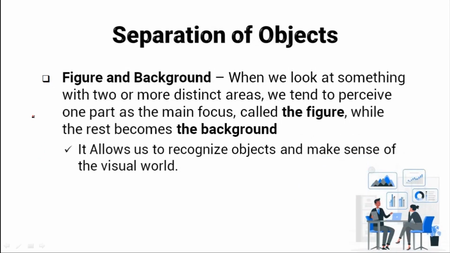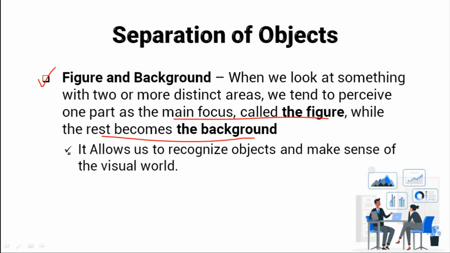Now, the separation of object. The simplest way our brain organizes what we see is by dividing a stimulus into different parts. So when we look at something with two or more distinct areas, we tend to perceive one part as the main focus, which is called the figure, while the rest becomes the background. This perceptual organization is fundamental to how we interpret visual information.